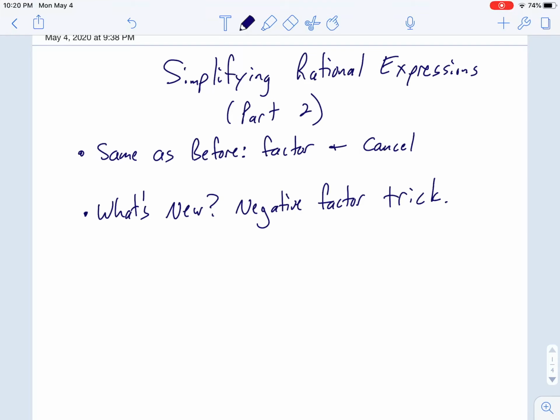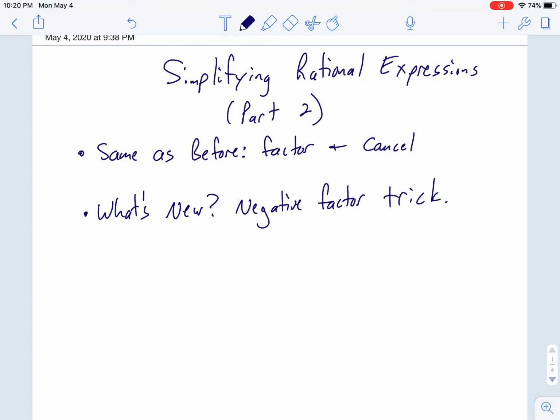Hi guys, so we are continuing our work with rational expressions. We're actually going to revisit simplifying rational expressions again. So this is what we started out with. We started out with simplifying and then the excluded values. Then we moved into multiplying and dividing, and then we got into adding and subtracting. Now we're backing up a step again back to simplifying.